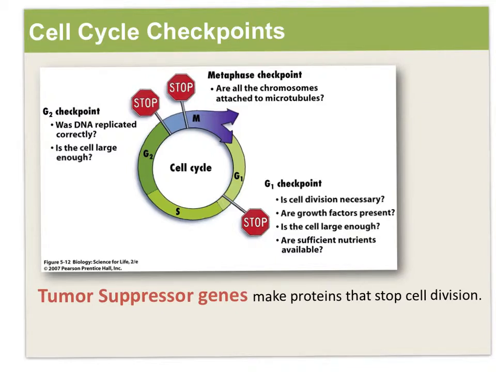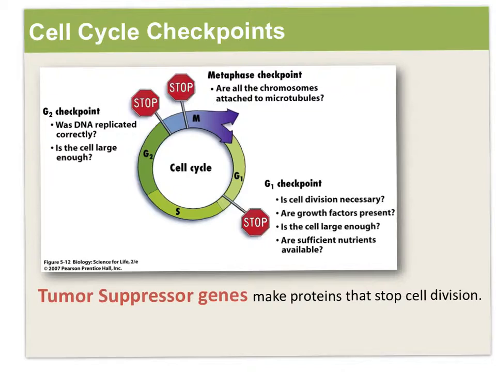Is the cell large enough? In other words, does it have enough resources to actually survive making a copy of itself? And so there's enough resources. Now, there's also a checkpoint at the end of the G2 phase. So, at which phase is the DNA copied? G1, S, or G2? S, exactly.